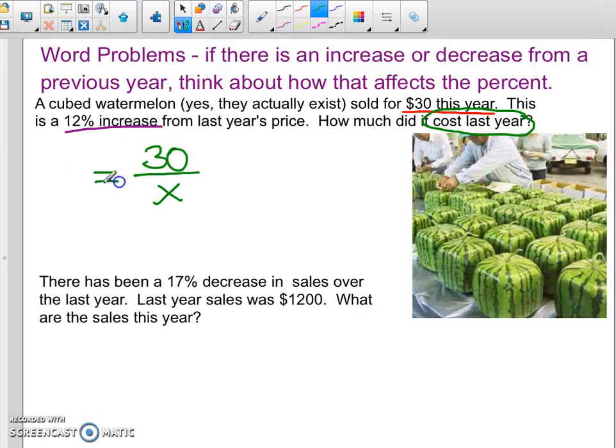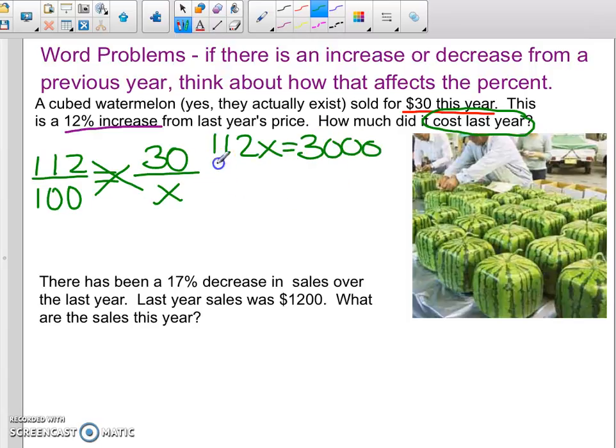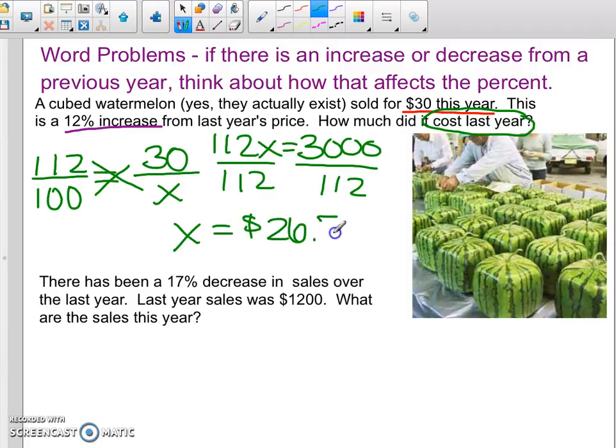$30 this year over 100, and we are adding this 12% increase to 100. So we put 112 on the top here. We cross multiply and get 112x equals 3,000. Divide by 112 to get our x, which is $26.79. So that was the price last year. It's a 12% increase to get to the $30 that it was this year.